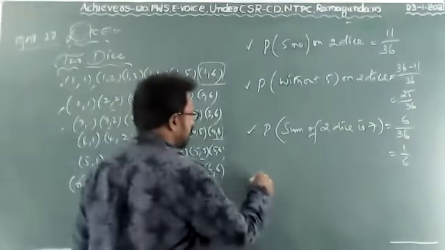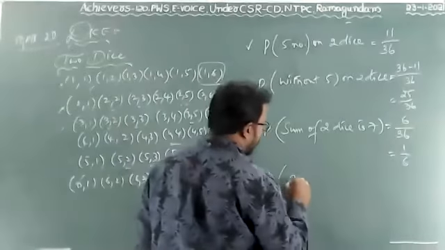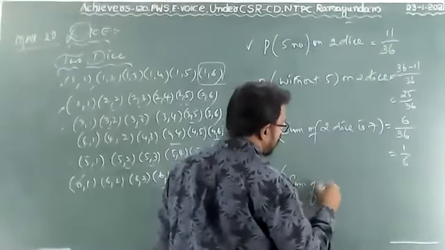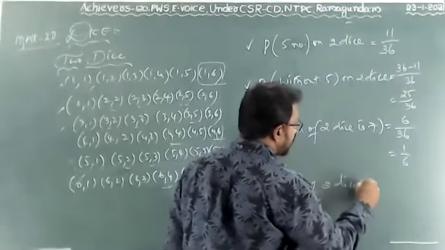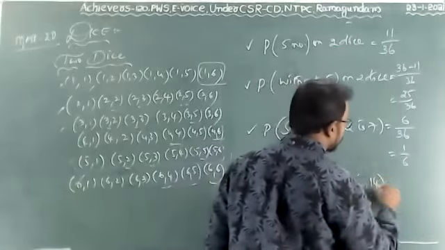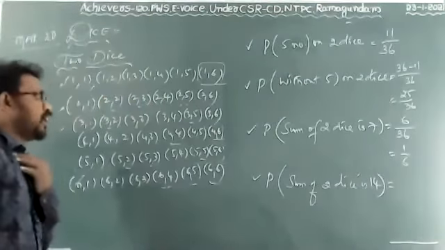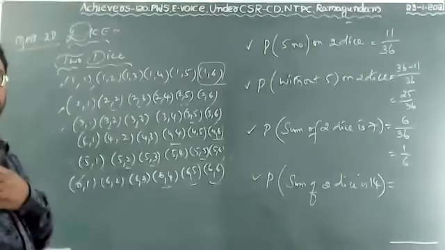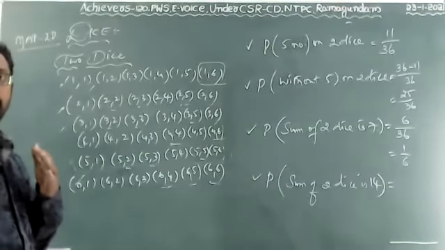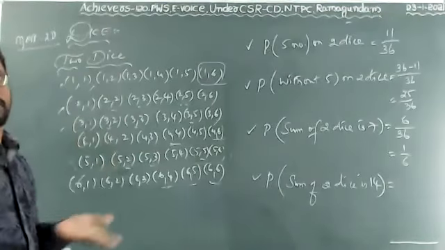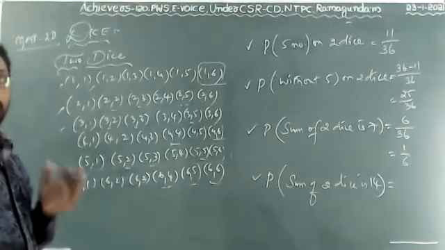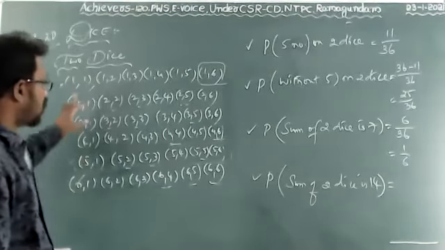One more we will see. What is the probability of getting the sum of two dice is 14? Sum of the two dice is 14. What is that?